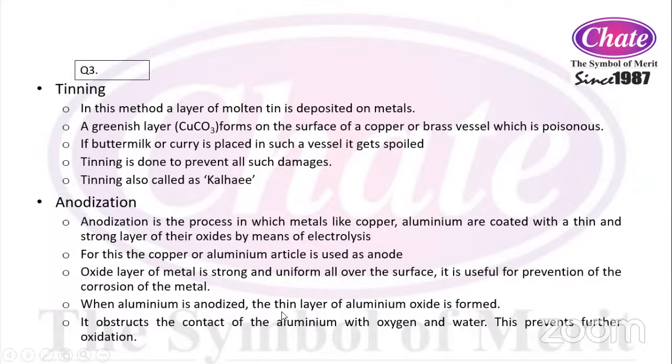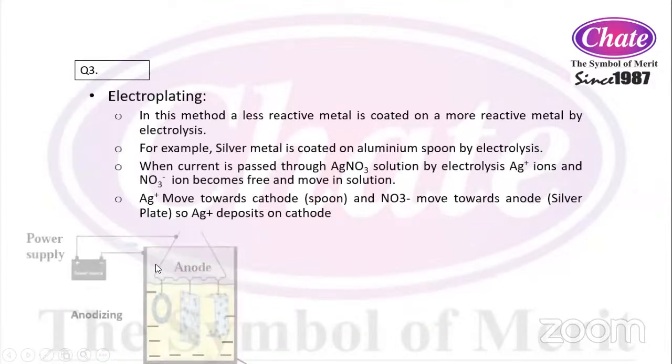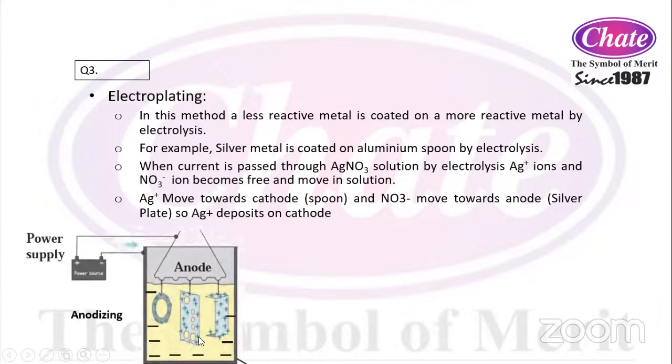When aluminum is anodized, a thin layer of aluminum oxide is formed. It obstructs the contact of aluminum with oxygen and water. This prevents further oxidation. ओके सो ऐसा एनोडाइजेशन मेथड यूज करते हैं. इसमें आपको डायग्राम भी अगर निकाल सकते हैं तो वेल एंड गुड. आप एनोडाइजेशन का डायग्राम इसके साथ ड्रॉ कर सकते हैं.